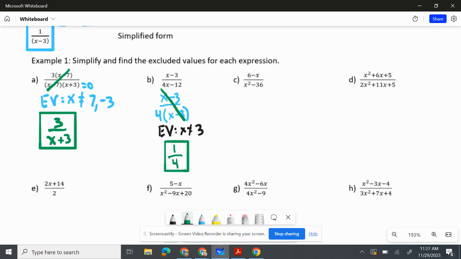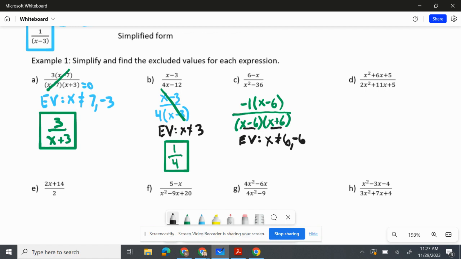Now for letter C, I'm going to factor the denominator. When I factor it, I get an x minus 6 and an x plus 6. Looking at this right here, this is a 6 minus x. So I'm going to factor out a negative 1, and that gives me x minus 6 when I flip it around. For my excluded values, I'm looking for what gives me 0 in the denominator. So x cannot equal, for the first one, 6, and for the second one, negative 6.